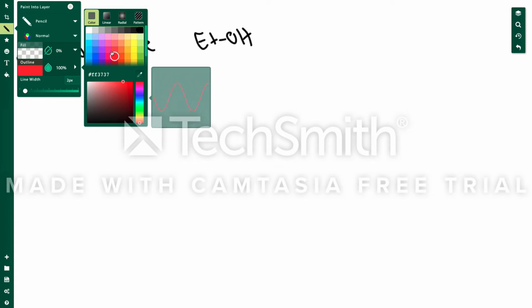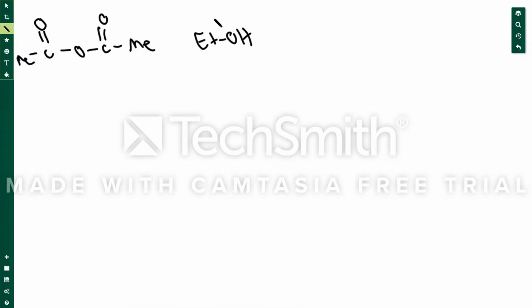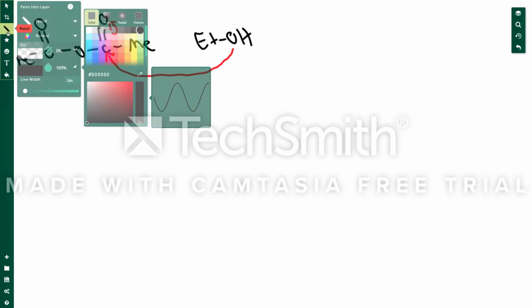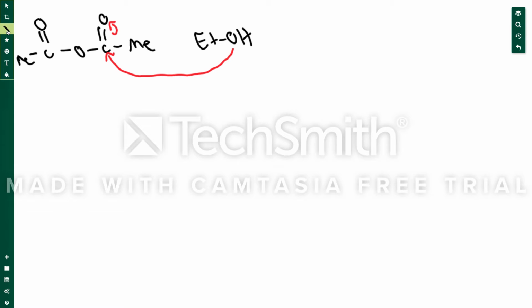And so then what is going to happen again is this is going to attack 50-50. It could attack this one. It could attack this one. We're going to have the nucleophile attack, just as in the acid chloride.